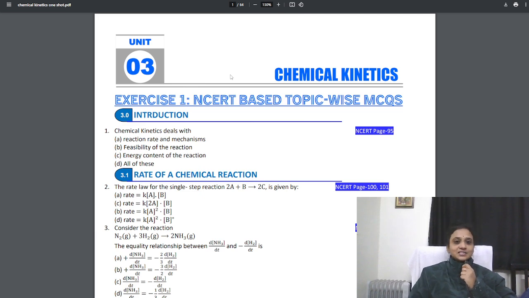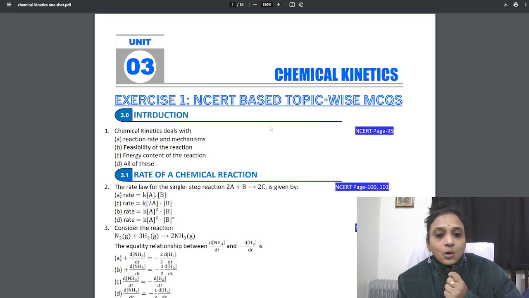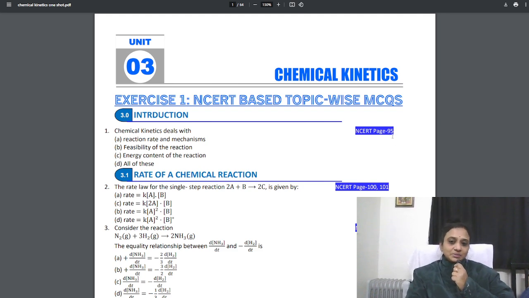You all know we started with the first chapter, solutions, then electrochemistry, then chemical kinetics, unit 3. Now what is important is you have MCQs for your board exams, so we need to learn NCERT based MCQs page wise, line by line. See this NCERT page number 95.